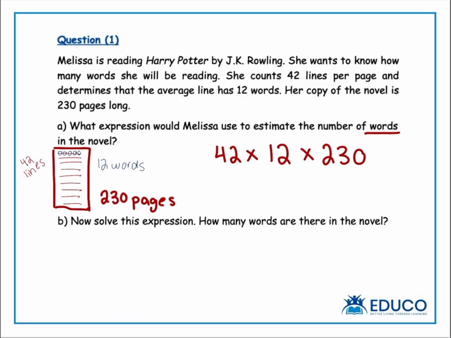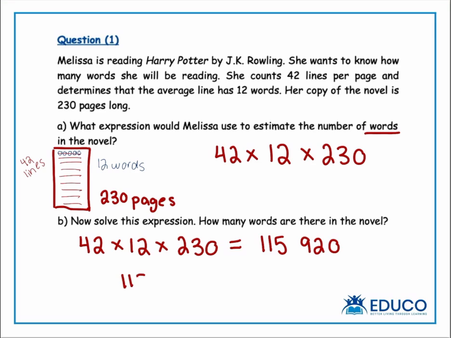Now, our second question is asking us to solve this expression. How many words are there in the novel? Now, this is a big calculation, so I will turn to a calculator to help me with this one, and I encourage you to do the same. So to solve this expression, I multiply 42 times 12 times 230, and my calculator tells me that the answer is 115,920.